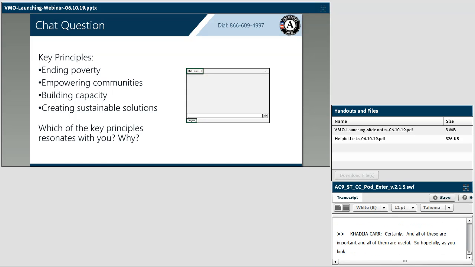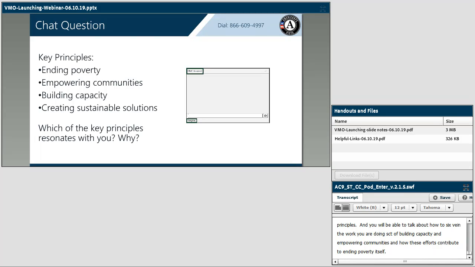So hopefully as you look at what you'll be doing as a VISTA member, you'll be able to pinpoint activities that touch on some or all of these principles. And you'll be able to talk about how to sustain the work you're doing by building capacity, empowering communities, and how these efforts contribute to ending poverty itself.